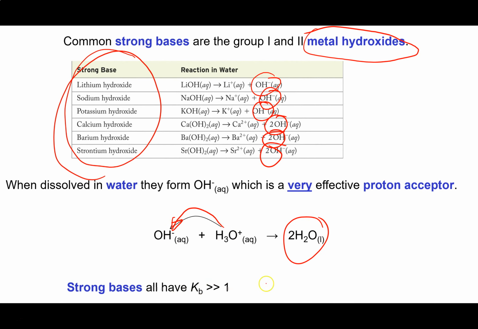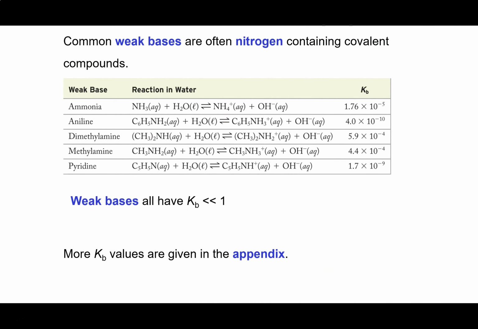Now, all of these strong bases, like I said, have Kb's that are really big. Generally, we'll just put a forward pointing arrow if the Kb is a lot bigger than 1. By that I mean like greater than about, say, 10 to the 3, rather than use an equilibrium arrow.